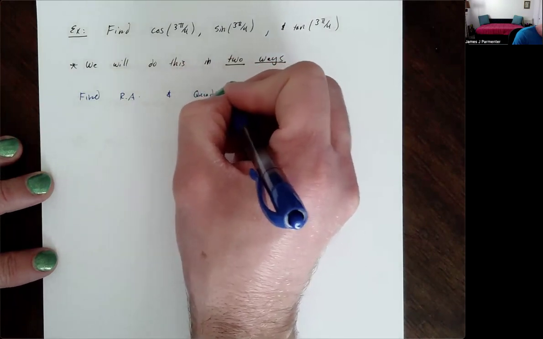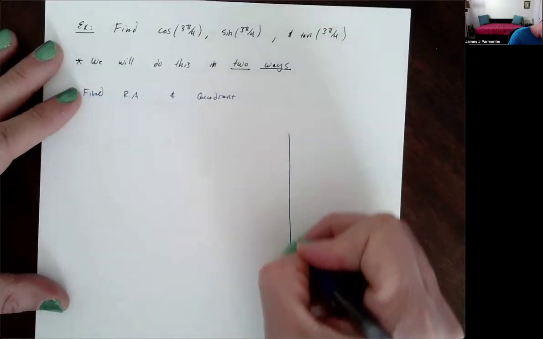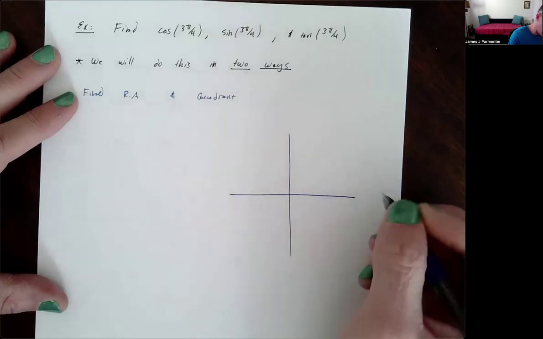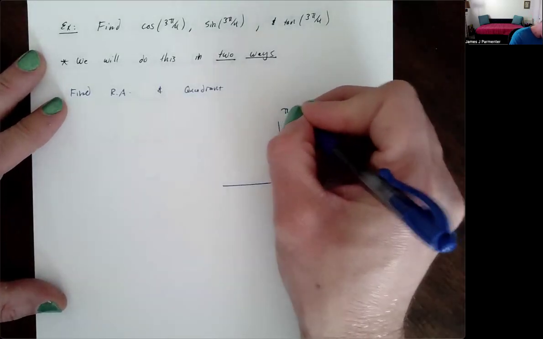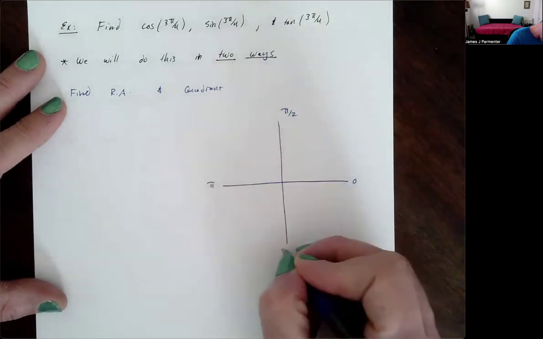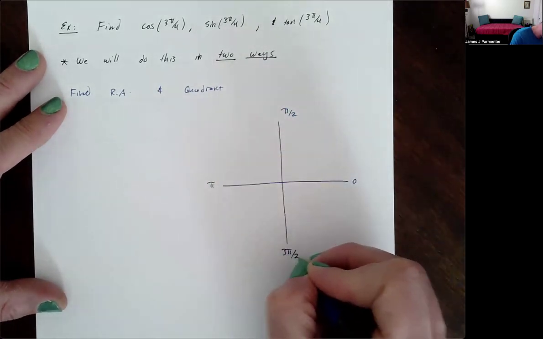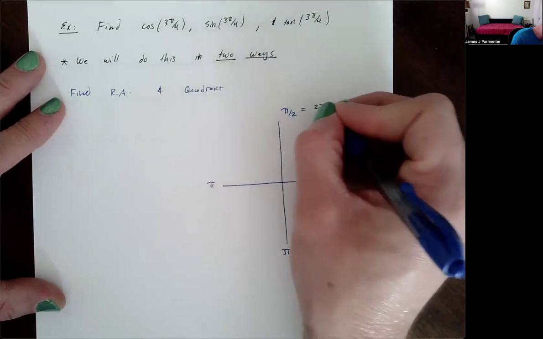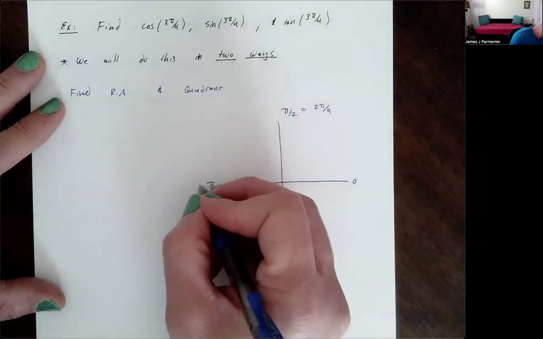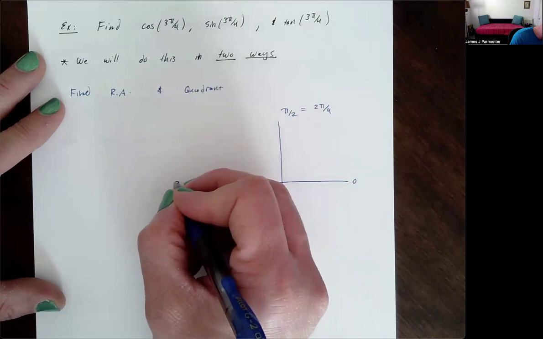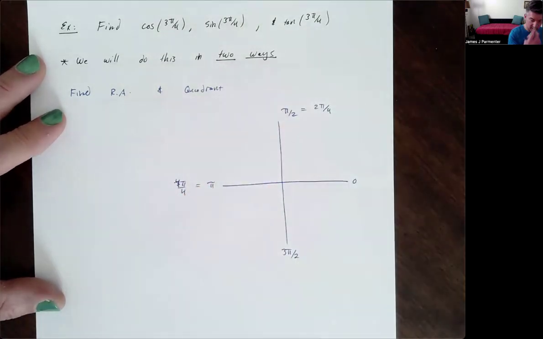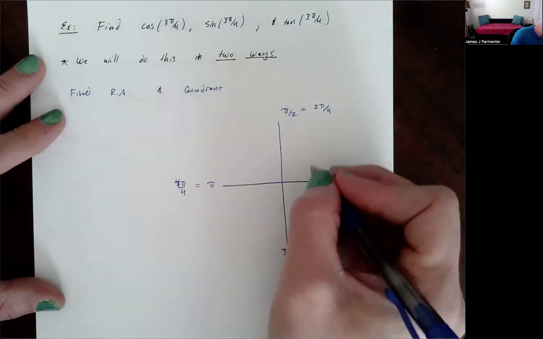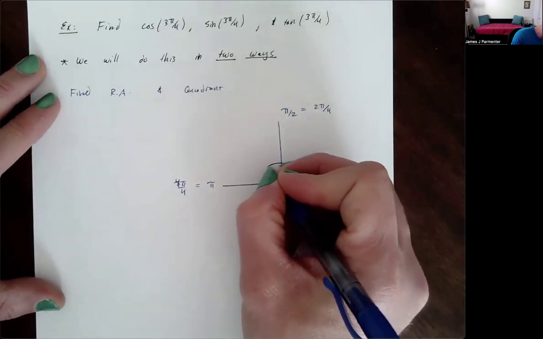I still like drawing a picture though. So 3 pi over 4 is going to be between pi over 2, which is equal to 2 pi over 4, and pi, which is equal to 4 pi over 4. Right? 3 pi over 4 is less than pi, so we know it should be somewhere in quadrant 2. Drawing is going to look about like this.